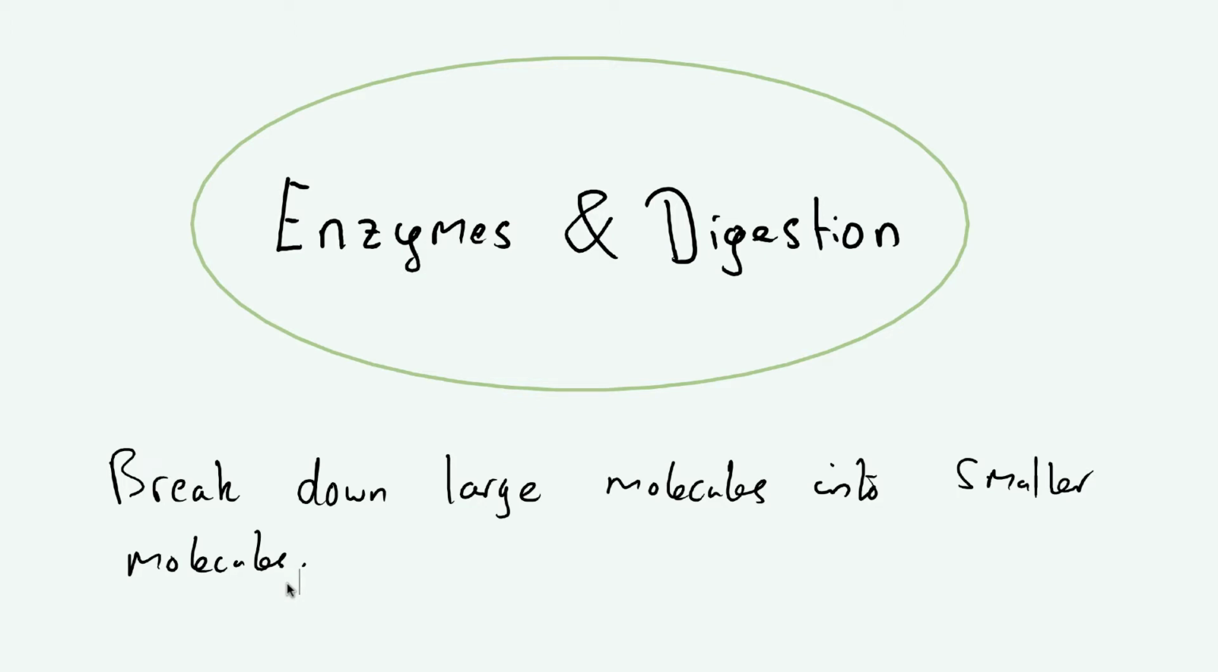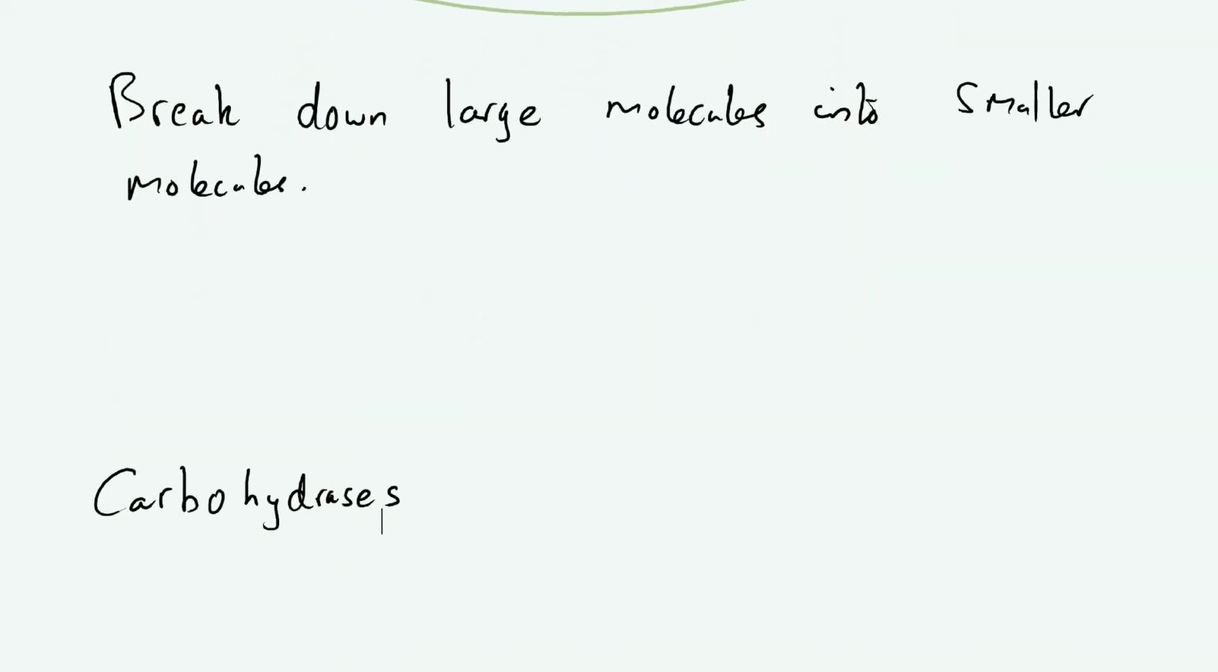We also actually use enzymes the other way around to put small molecules together into larger molecules, but we're not going to look at those in this video, and you're not going to look at those in this course. Alright, so let's have a look at our first example, which are the carbohydrates.